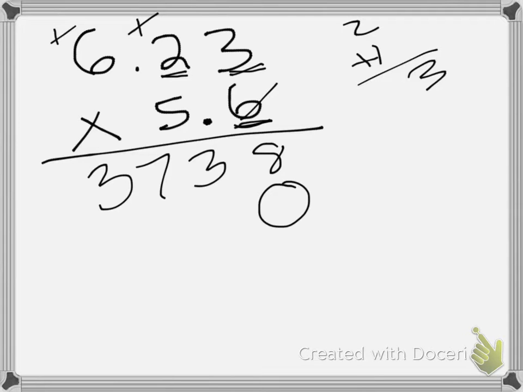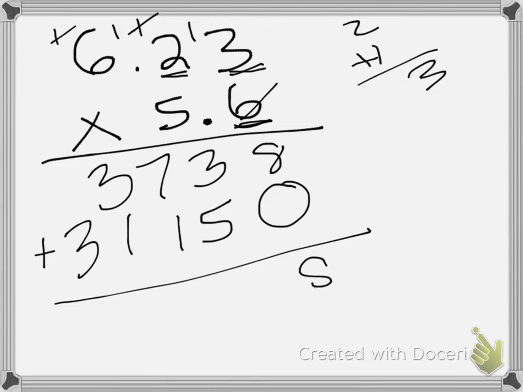And now we'll multiply through our 5. And 5 times 3 is 15. 5 times 2 is 10 plus 1 is 11. And then 5 times 6 is 30 plus 1 more is 31. And then we'll go ahead and add all that up.